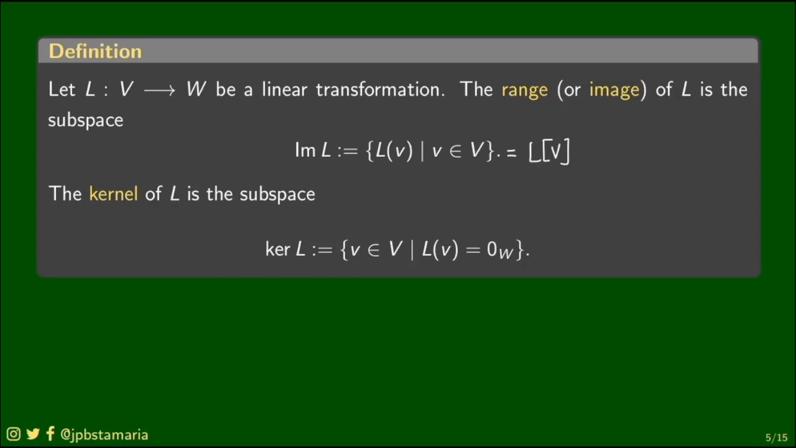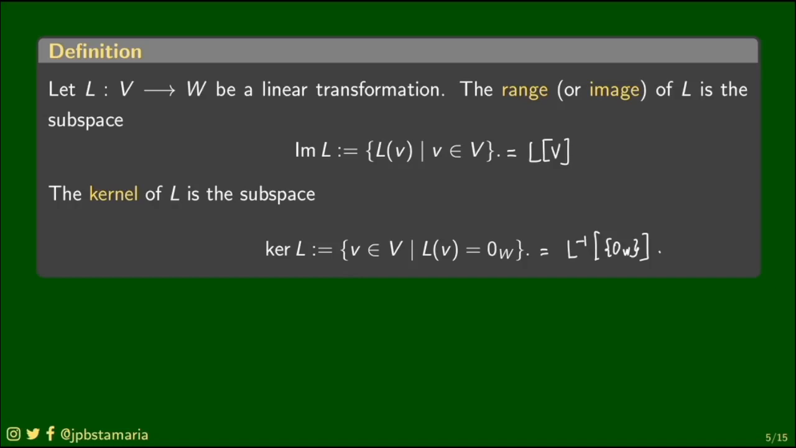On the other hand, the kernel of a linear transformation is the subspace denoted by this symbol, and it consists of all the vectors V in the domain which are mapped to the zero element of W, or to the zero vector of W. In the previous corollary, this set is precisely the inverse image of the trivial subspace of W.